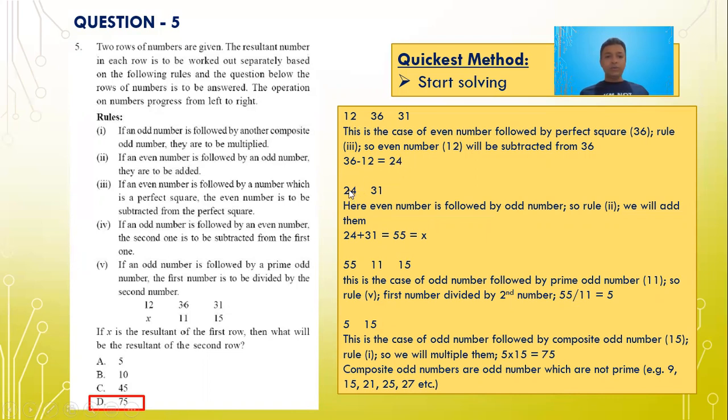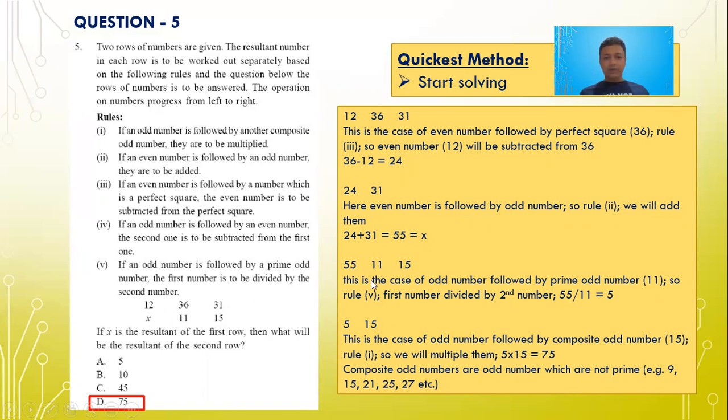Now the two numbers will be 24 and 31. Here an even number is followed by an odd number. So rule number 2: if an even number is followed by an odd number, they are to be added. 24 plus 31 is 55. So x will be 55, isn't it? So 55, 11 and 15.